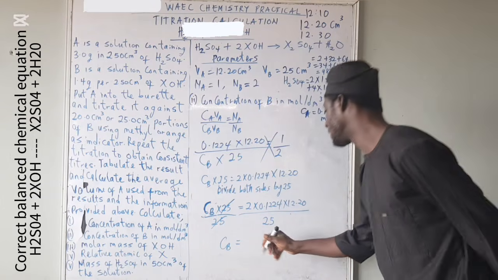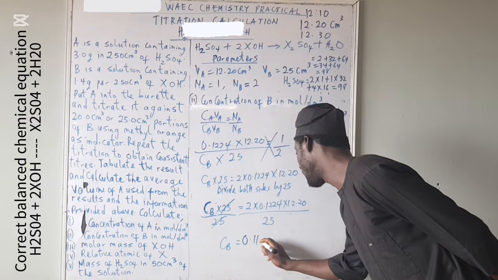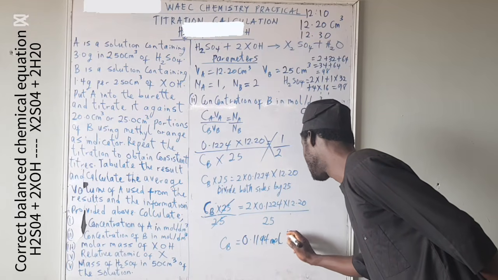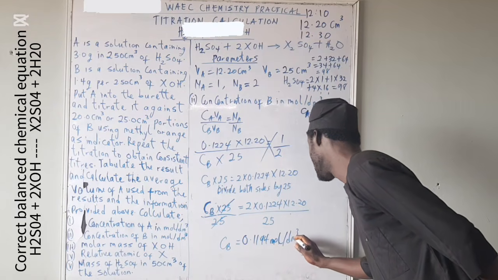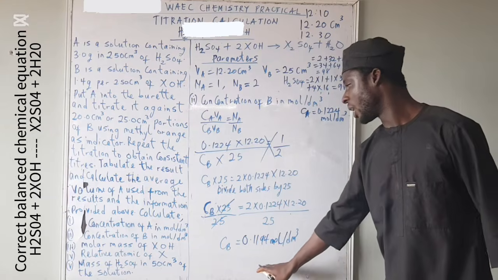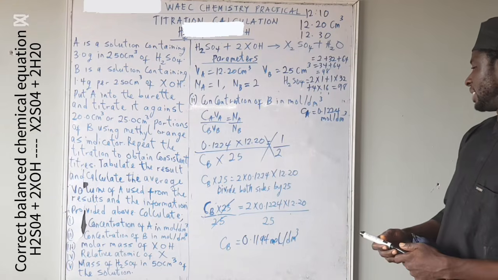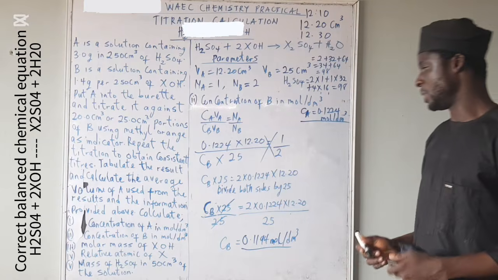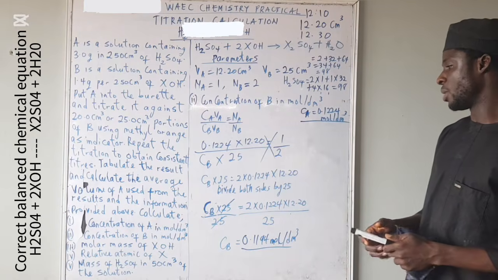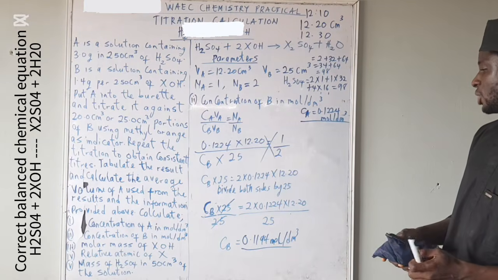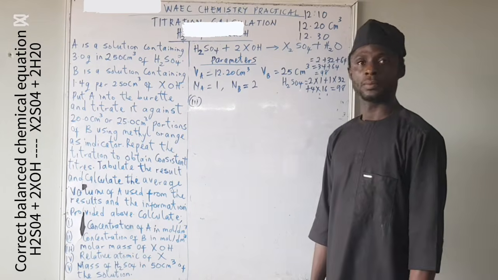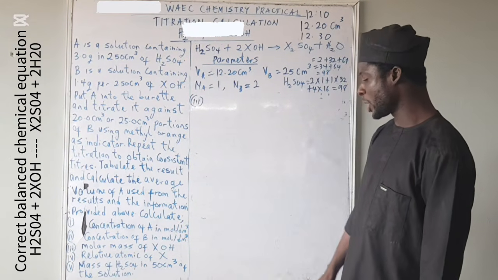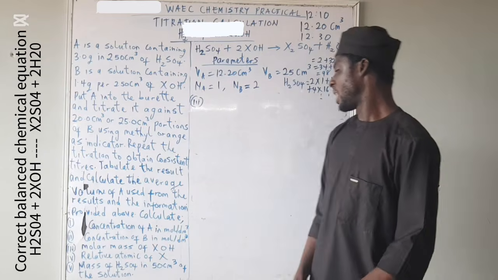After the calculation of everything, we got 0.1194 mole per dm cube. So this gives us the concentration of B in mole per dm cube, and we have gotten Ca, we have gotten Cb. Now let's go to the next question, which is the molar mass of XOH.